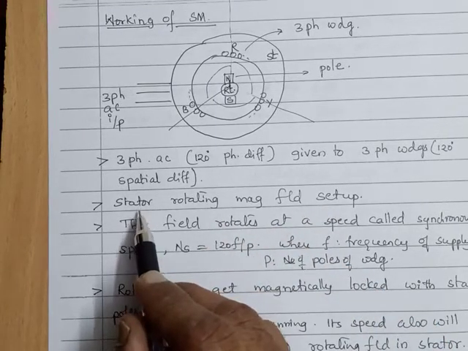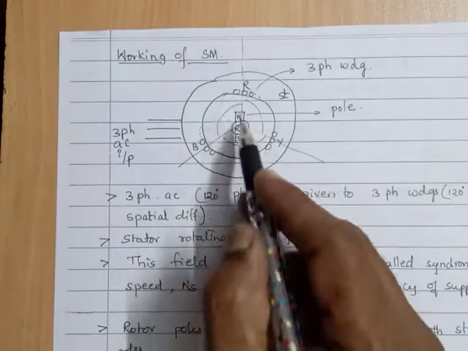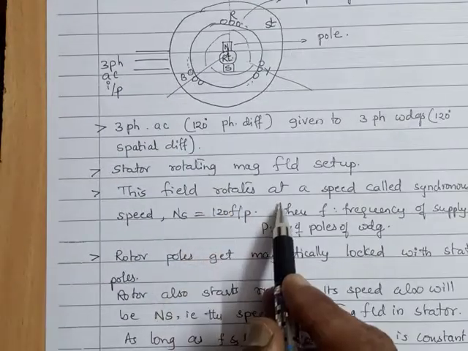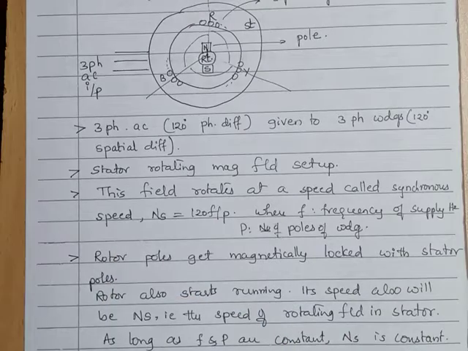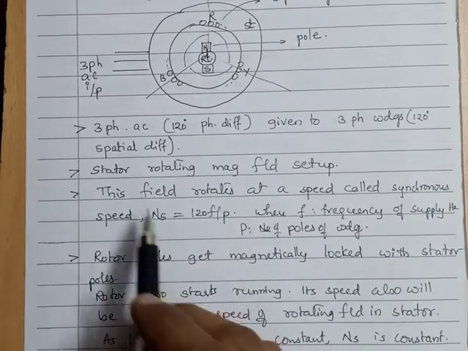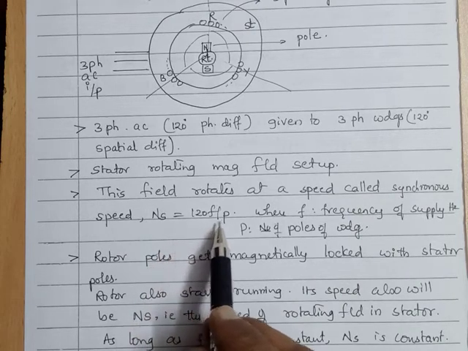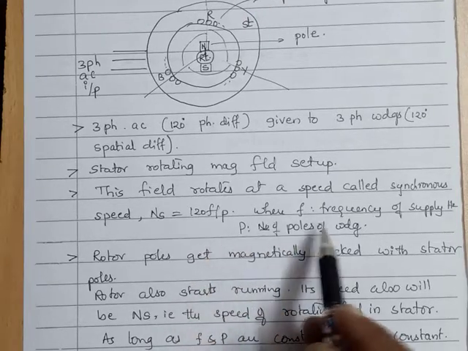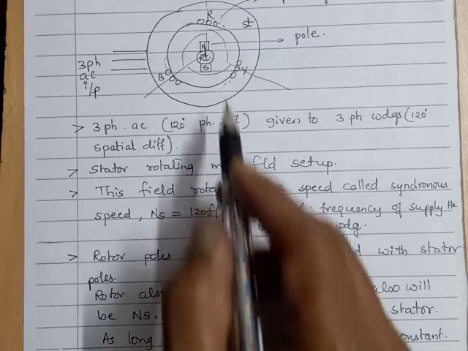There will be a rotating magnetic field in the stator, and this field, which is set up in the stator, will start rotating at a speed called the synchronous speed. And that synchronous speed, we know, is 120 f by p, where f is the frequency of supply to the stator, and p is the number of poles of the winding for which it is designed.